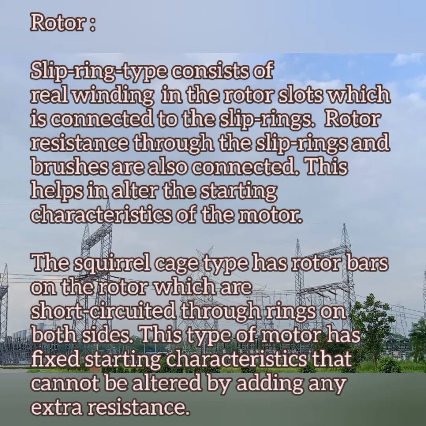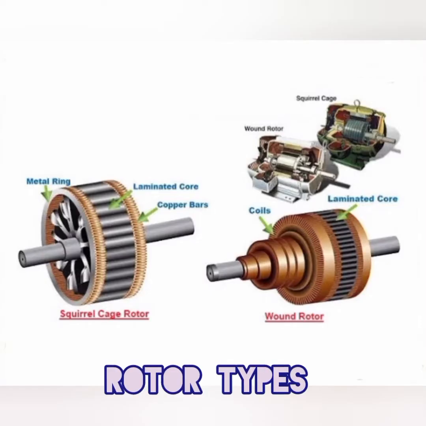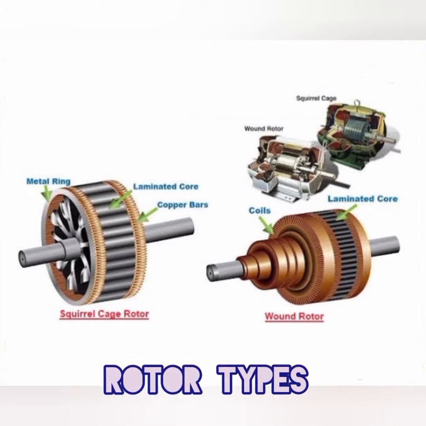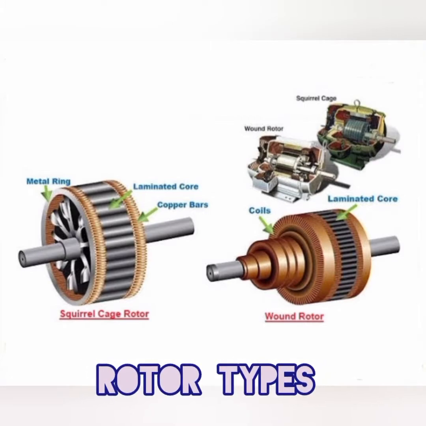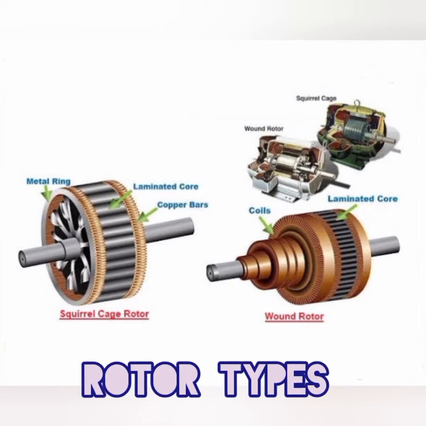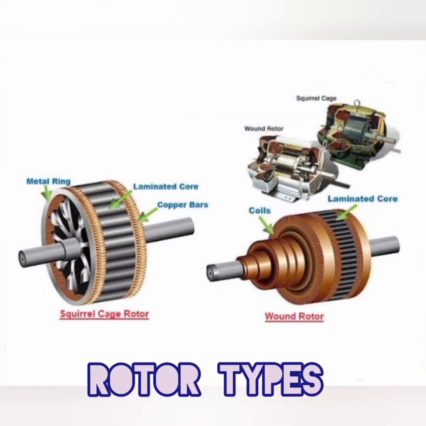Next, we will see the example of rotors. This is your squirrel cage and wound type of rotor. As I said, the metal rings, the laminated cores and the copper bars represent the total rotor structure of your squirrel cage rotors. Then the same will be there in wound type rotors.